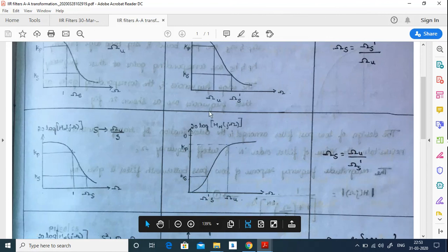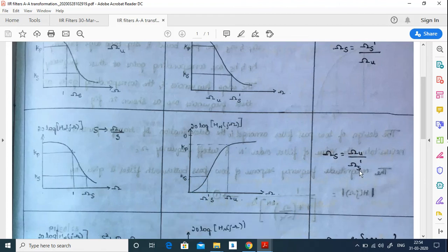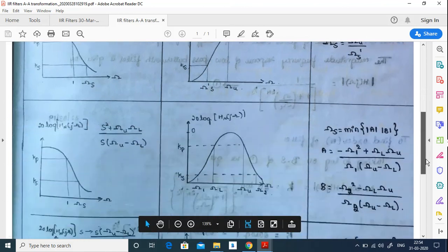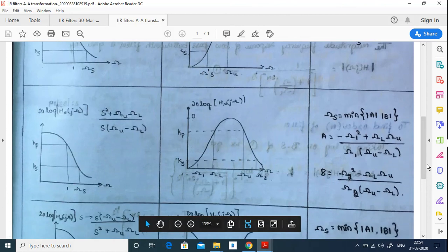Suppose they give you this and you want to get back this, then use this particular formula: omega s is given by omega u by omega s dash. As a result, you will get back the normalized low pass filter from the desired high pass filter. The same logic applies even for band pass as well as band stop filters.